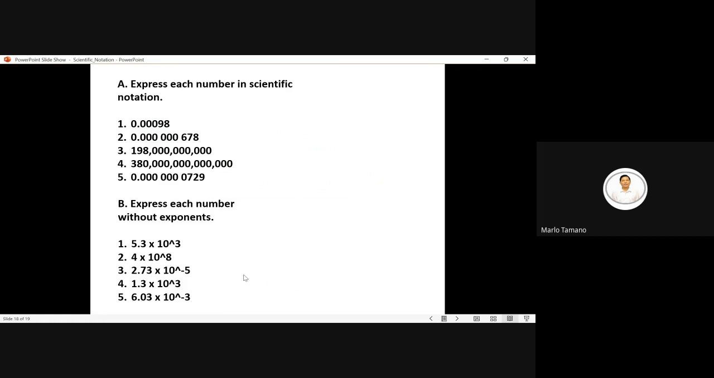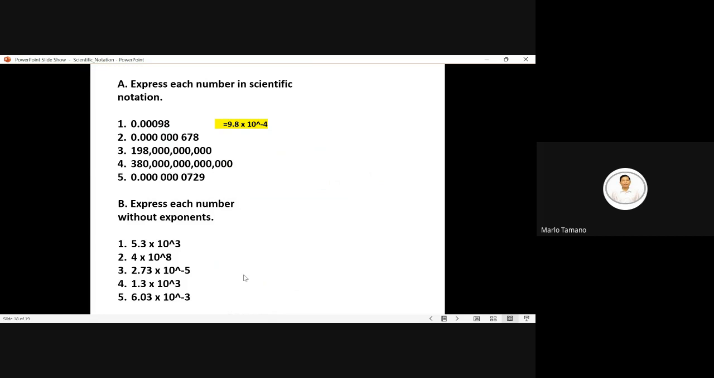Okay? So, sino mga kasagot? Yun ang bibigyan ko ng presentation. Sige. 9.8 times 10 to the negative 4 power. That is correct. 1 point.